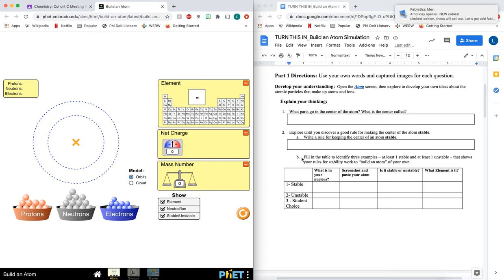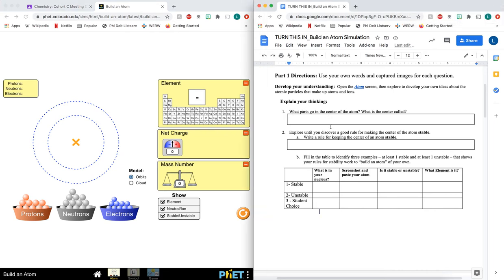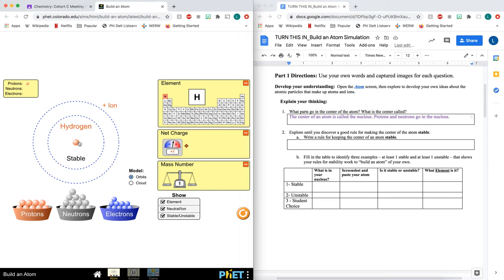So before we start, let's look over here. What parts go in the center of the atom? What is the center called? Well, this we know already from previous notes and readings and everything. The center of an atom is called the nucleus. Protons and neutrons go in the nucleus. Cool. So we can prove that to ourselves by clicking and dragging protons into the nucleus.